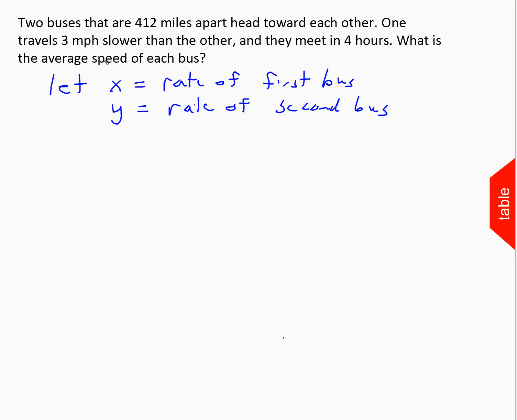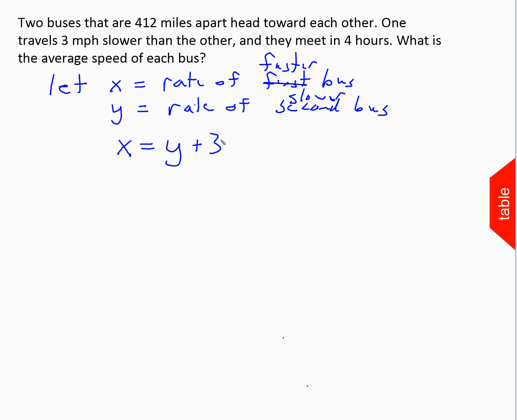Now, right away, we see a relationship between the speeds. So even before, instead of putting first bus, we can put faster and slower. The F and the S still work out. And so one travels 3 miles per hour slower than the other. So if x is the rate of our faster bus, so we know that x will equal the rate of the slower one, and if you add 3 to that, that'll be the same. So the slower one plus 3 equals the faster. We also could have done the faster one minus 3 equals the slower one.